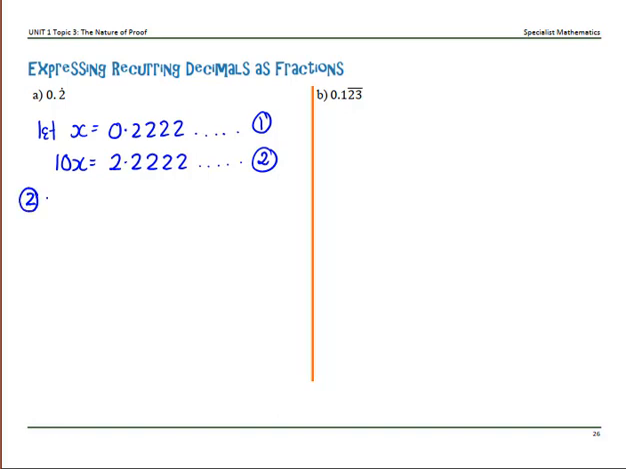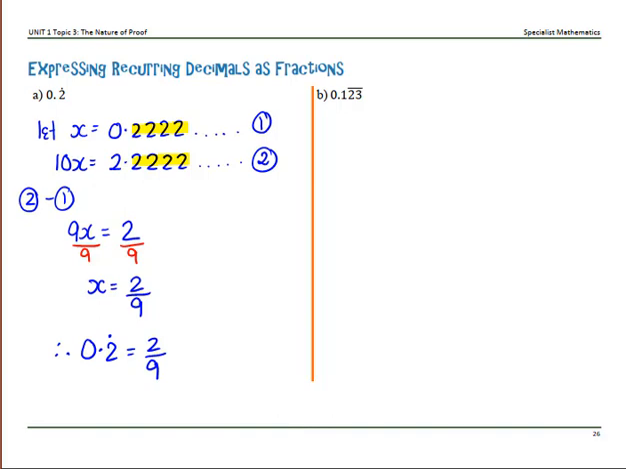So if you go, what's 2 minus 1? 10x minus x is 9x. And you can see here that those recurring digits will be eliminated. Okay, so you've just got 2.22222 minus 0.2222, which gives you 2. Divide both sides by 9. So x equals 2/9. So therefore 0.2 recurring is equal to 2/9.